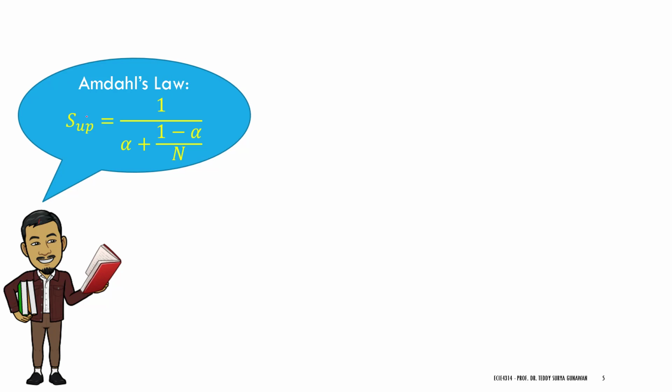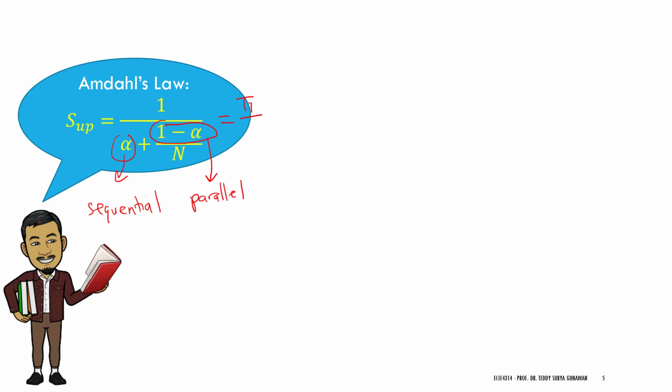So if you are using, for example, two processors, then the speedup is 1 over alpha plus (1 minus alpha) over n. Alpha is the sequential part, in percentage, for example 0.2 or 0.3, and 1 minus alpha is what you call the parallel part. You can also measure this using time.